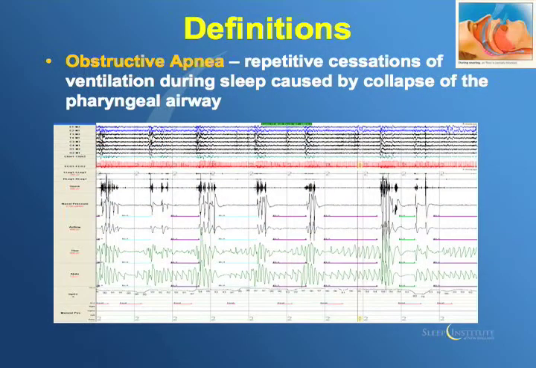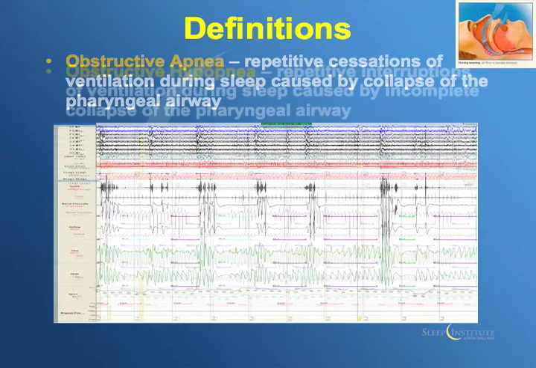By definition, obstructive sleep apnea is repetitive cessations in ventilation during sleep caused by the collapse of the pharyngeal airway. Here you see the breathing in and out of the nose, in and out of the mouth, the chest rising up and down, the belly rising up and down, and the oxygen levels. You're breathing, and then there's no breathing, and you're breathing, and then there's no breathing. But there's still effort of the chest and the belly trying to take a breath, with no air movement in and out of the nose or mouth, and then you have drops in your oxygen levels.